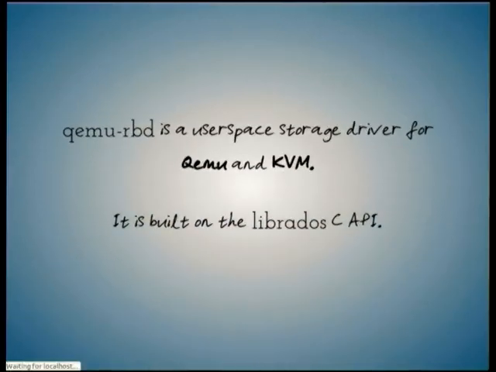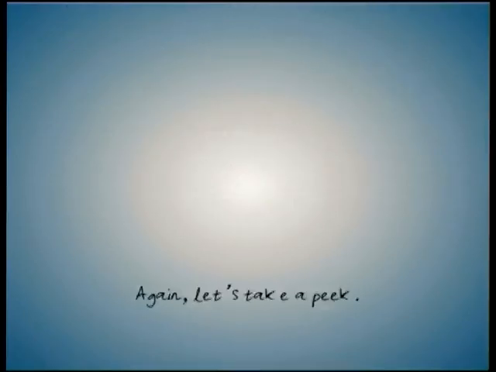What we can also do is we can integrate it directly with virtualization solutions. So there is QEMU RBD, which is a user space storage driver for both QEMU and KVM, and that is built on the librados C API. So with that, we can avoid the kernel round trip that we have to go through if we're mapping a block device for use cases where it's simply not needed. So this means QEMU itself becomes an RBD client, connects to an RBD image, and then presents that as a virtual block device to the guest.